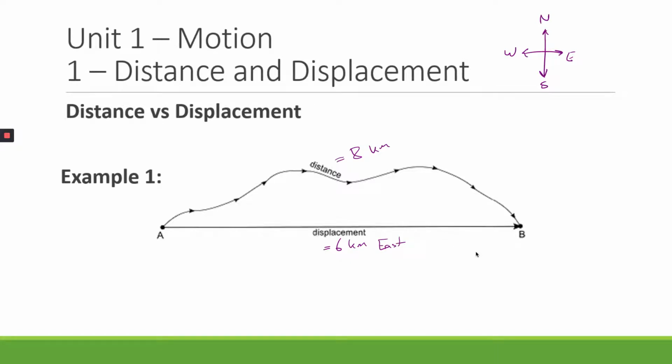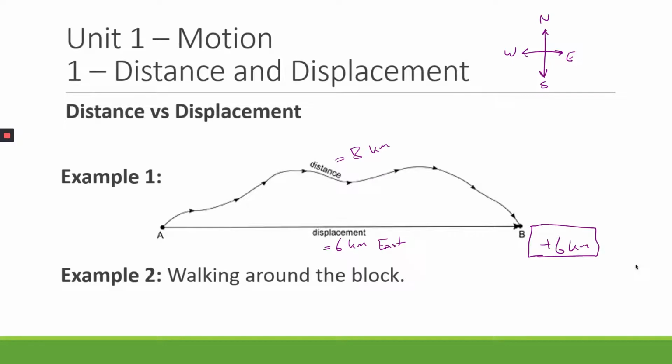Beautiful. Now, you could also do something like 6 kilometers in the positive direction. We'll see this later on today, but you can also specify directions by positives and negatives, and that helps you do math sometimes. So something to be aware of. A positive and a negative can also be a form of a direction.